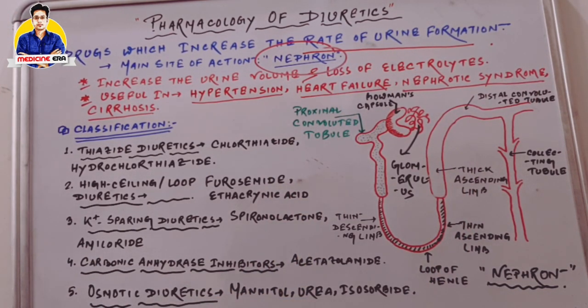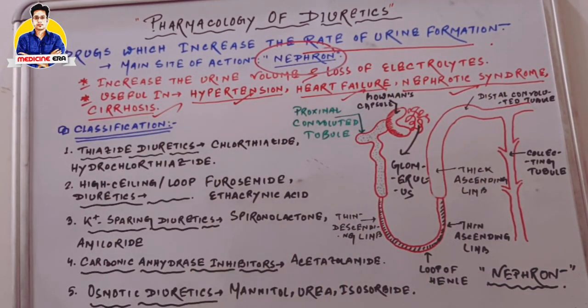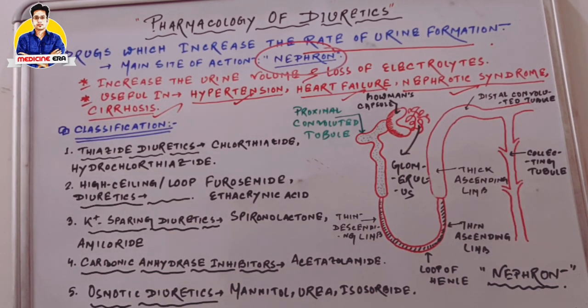In different types of disorders, mainly hypertension, heart failure, nephrotic syndrome and cirrhosis, a greater amount of electrolytes should get out from our body, and this will help to cure these disorders. For the excretion of electrolytes from our body, urine is the main route. By urine, all the electrolytes get out from our body, so you have to increase the formation of urine. These types of drugs are mainly used to increase the formation of urine, so they are called diuretics.